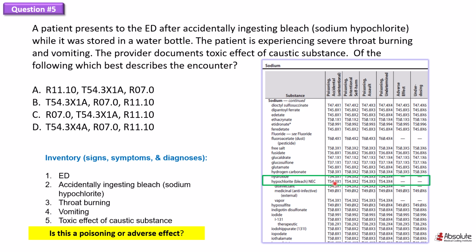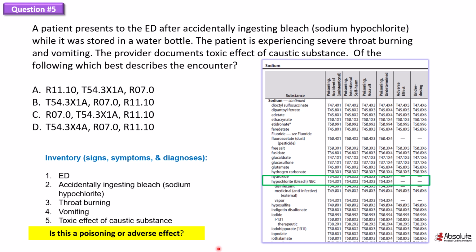So I think the best option is this poisoning, accidental. We know this is it because the patient says they accidentally ingested the bleach, so T54.3X1 should be our answer. And if you look at the answer selections, B is the only one sequencing for that. And you know what, coders? If you're taking a multiple choice exam, you've just got your answer on sight.